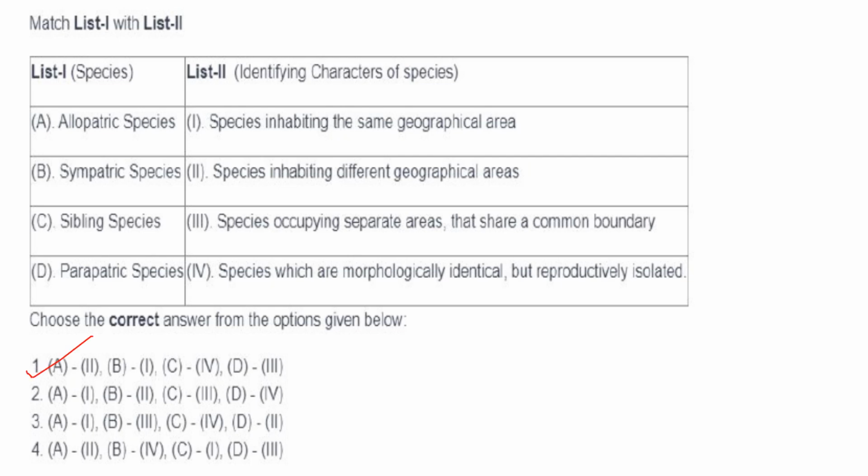Sibling species, species which are morphologically identical but reproductively isolated. And parapatric species are species occurring in separate areas. They share a common boundary. Okay, so that is the answer: A2, B1, C4 and D3.